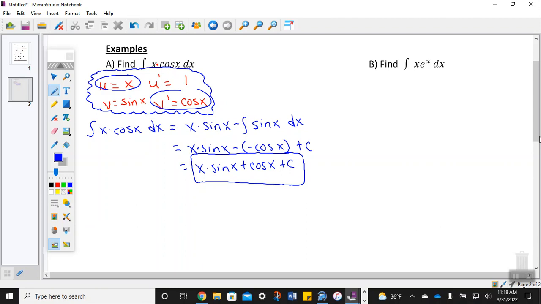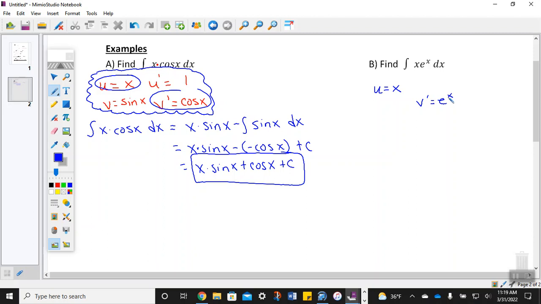Inverse trig functions? That's not there. Is polynomials the third one? Yeah. Is there a polynomial there? Yes. What is the polynomial part, really? It would just be the x, right? So let's start with this one. Let's let u equal x, which means v prime has to be what, kids? E to the x. Ooh, this is going to be an interesting one.